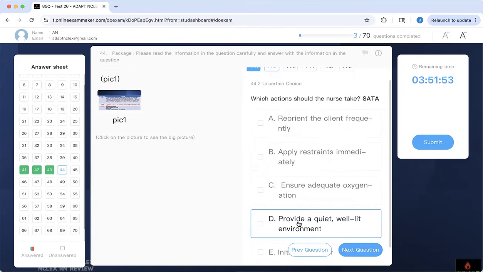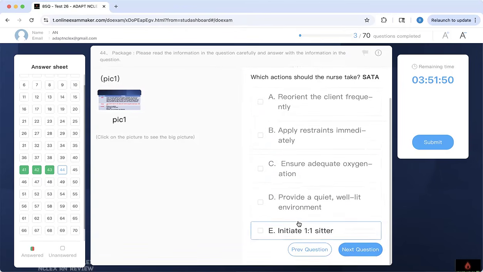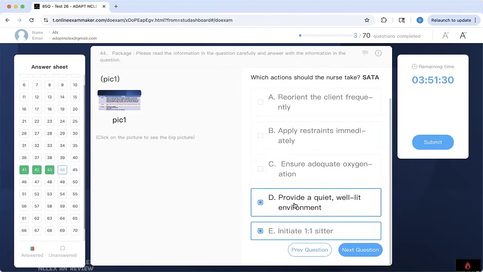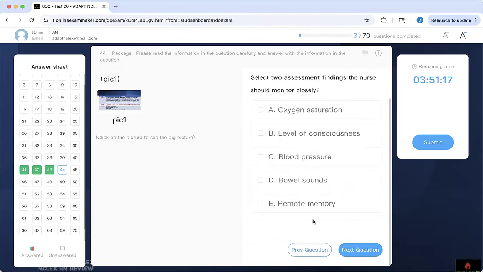Which action should the nurse then take? If I have a delirium, what would I do? Reorient the client frequently, apply restraint immediately, ensure adequate oxygenation, provide a quiet, well-lighted environment, and initiate a one-to-one sitter. Pause the video, answer the question on your own. And what do you think? Of course, we've got to initiate a one-to-one sitter because he's getting out of bed. Make sure they provide a quiet environment and the place is well lit. You need oxygen, right? Hypoxia can cause that. He has pneumonia. We should not apply restraint, and we reorient the patient frequently.